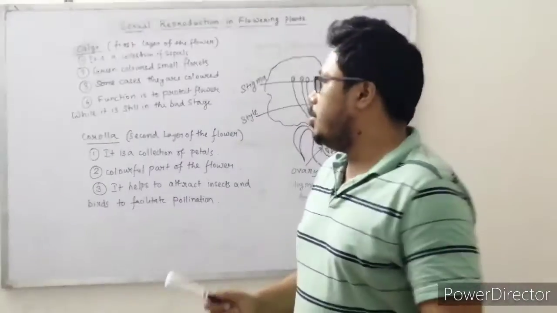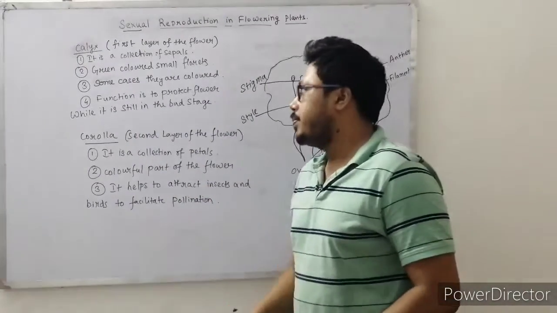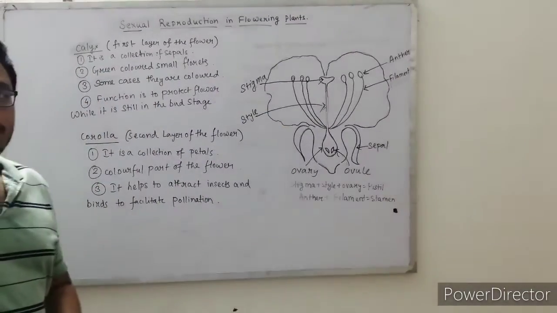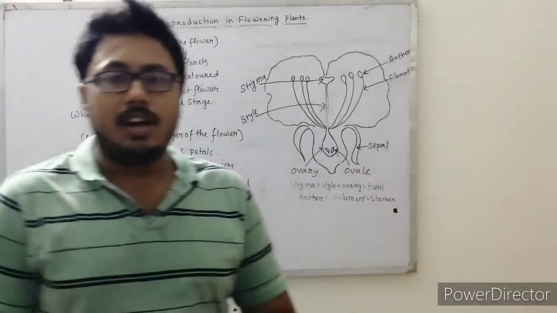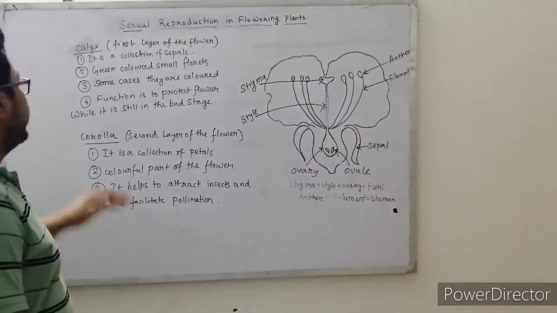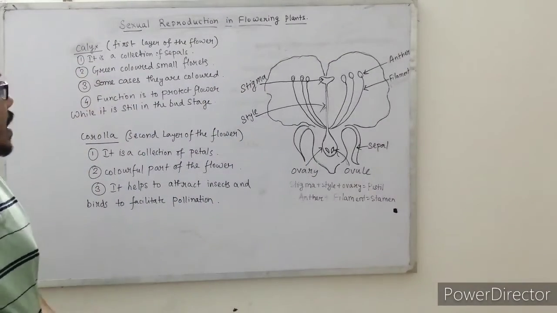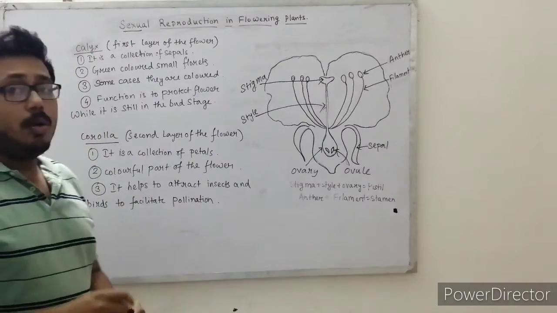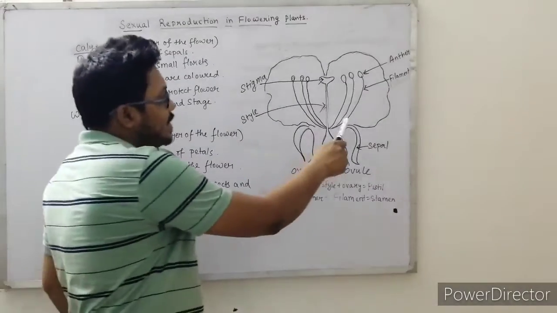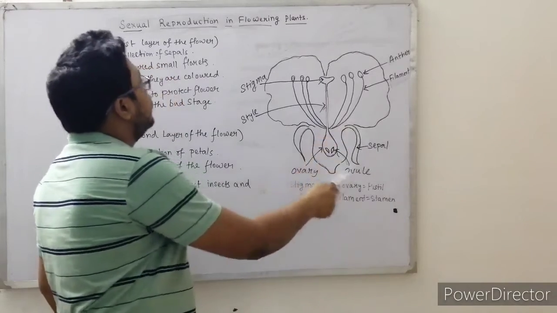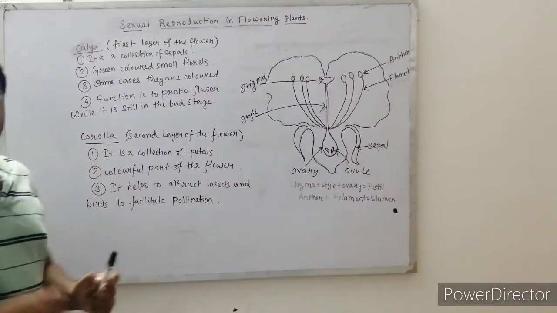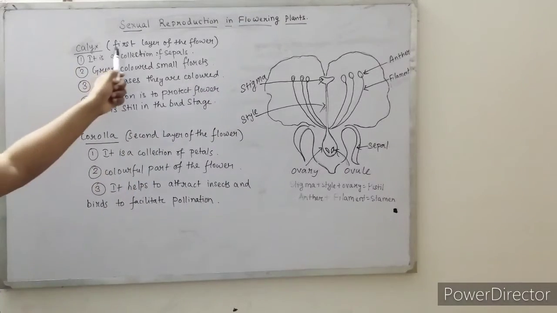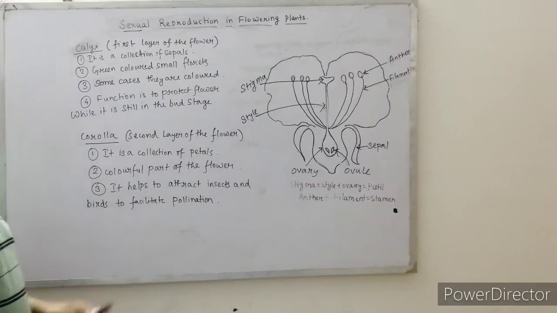So now we will learn about calyx and corolla. See, we know that calyx is the collection of sepals. Sepals are the green colored part of the flower. So the first point is, it is a collection of sepals, green colored small florets. But in some cases they are colored also. And this is also known as the first layer of the flower.